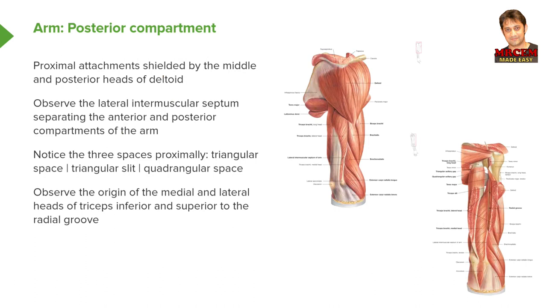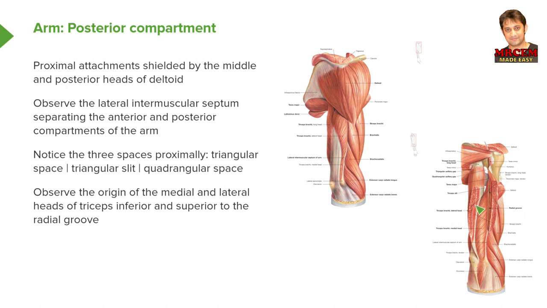So the proximal attachments of the triceps are shielded by deltoid, but removal of deltoid can highlight their attachments, as we can see in this image down at the bottom. We can see the lateral intermuscular septum here, separating the anterior from the posterior compartments.